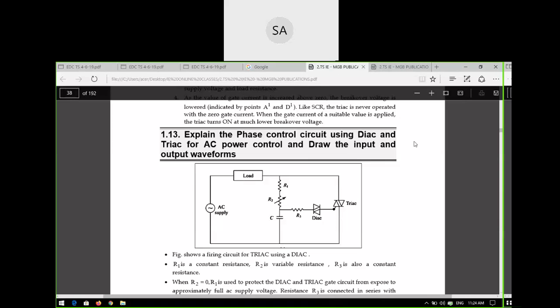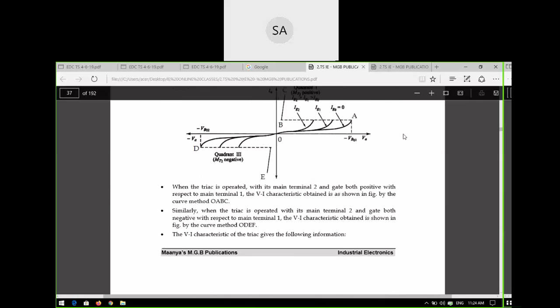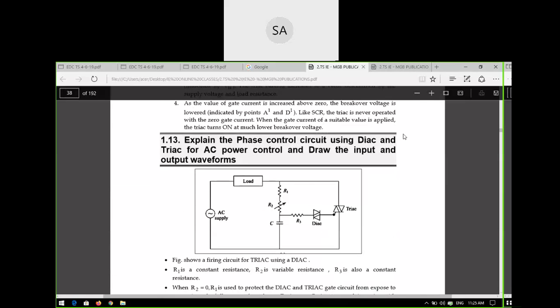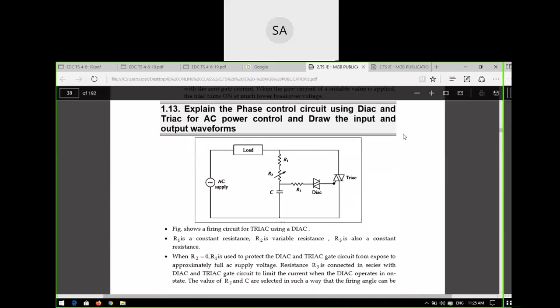So we completed yesterday the different characteristics and waveforms for a DIAC and TRIAC, how they work, and the V-I characteristics we have seen in the last class. Now, how is the phase control circuit used with a DIAC and TRIAC?